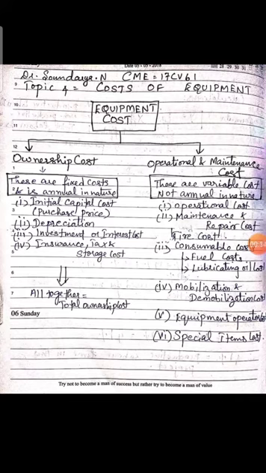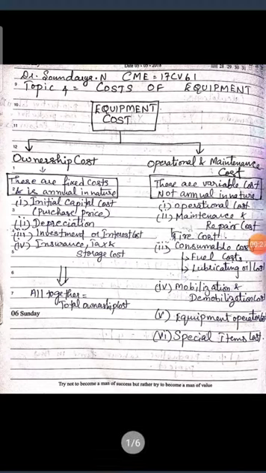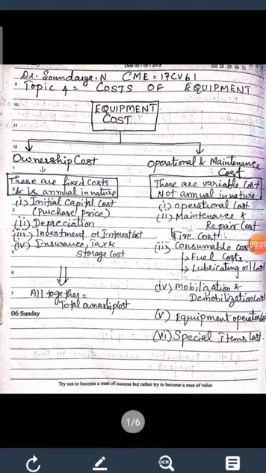In the ownership cost, these are the fixed costs and they are annual in nature. And when you take the operational and maintenance cost, these are variable costs, which are not fixed, and not annual in nature. They come whenever there is a necessity.